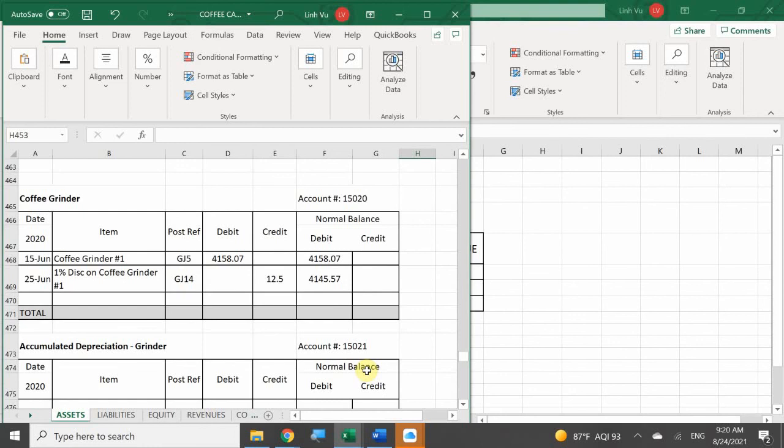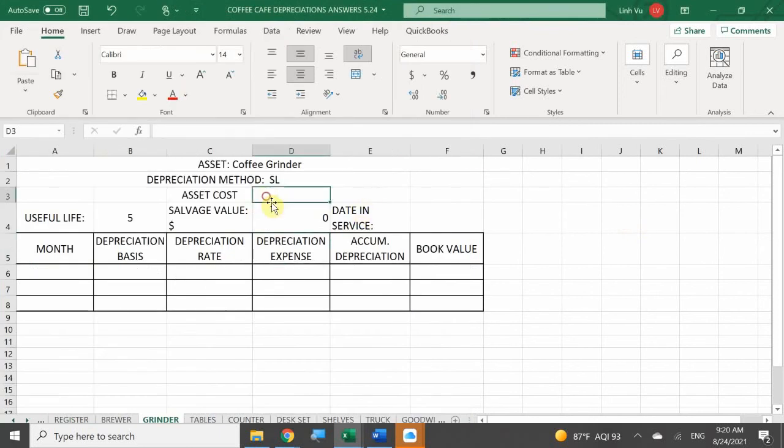So how much is my coffee grinder right now? 41, 45, 57. Okay, now here's the most important thing. When did I place it into service?